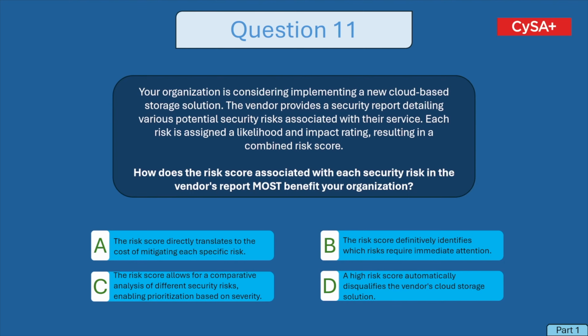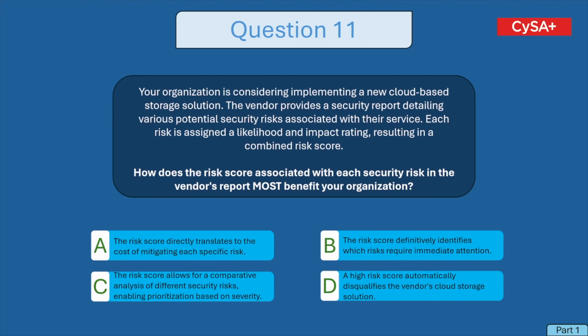A. The security score directly translates to the cost of mitigating each specific risk. B. The risk score definitively identifies which risks require immediate attention. C. The risk score allows for a comparative analysis of different security risks, enabling prioritization based on severity. Or D. A high-risk score automatically disqualifies the vendor's cloud storage solution.